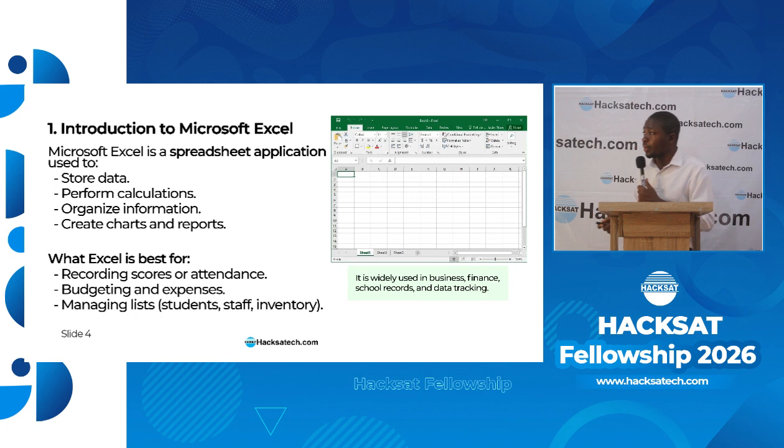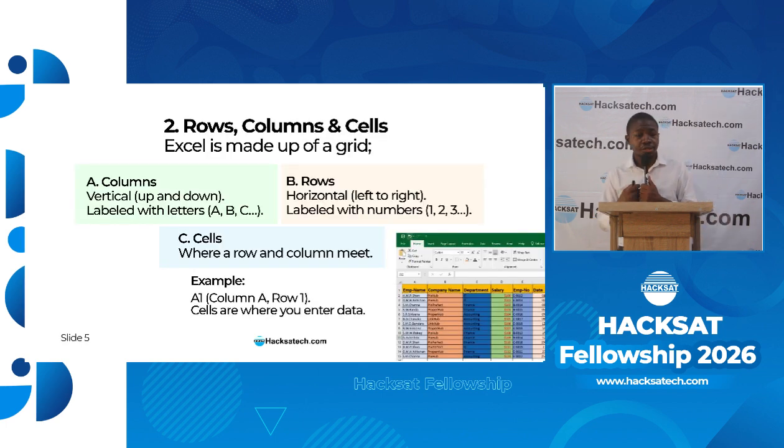Number 2 is about rows, columns, and cells. If you are going to use Excel, it's very important to understand this. Excel is made up of a grid. A, columns. You need to understand what columns are. Columns are vertical, up and down. They are labeled with letters you see at the top, A to Z, and you start A, B, and it's endless.